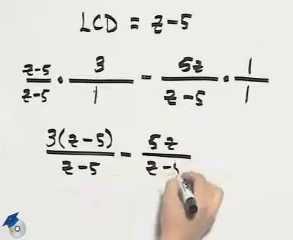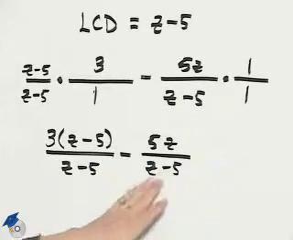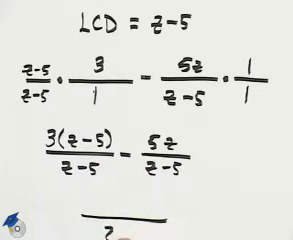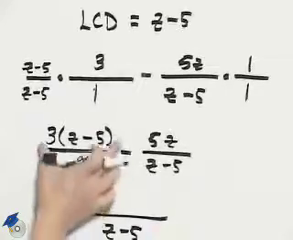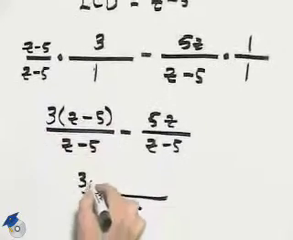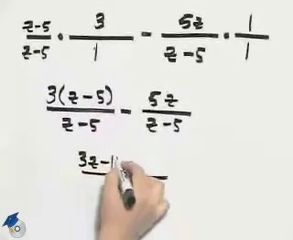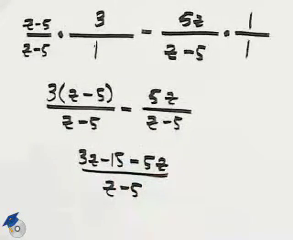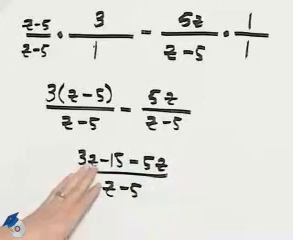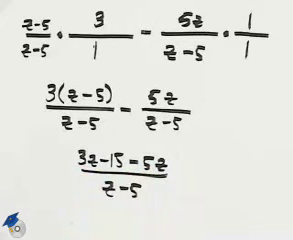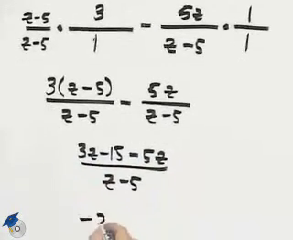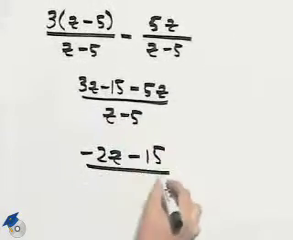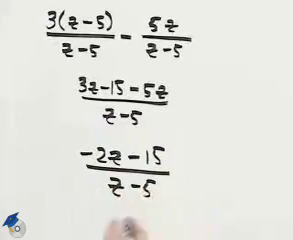over z minus 5. Now that we have common denominators, we can actually proceed with subtracting the numerators. We will have 3z minus 15 minus 5z. We can simplify that. 3z minus 5z is negative 2z, minus 15, all over z minus 5.